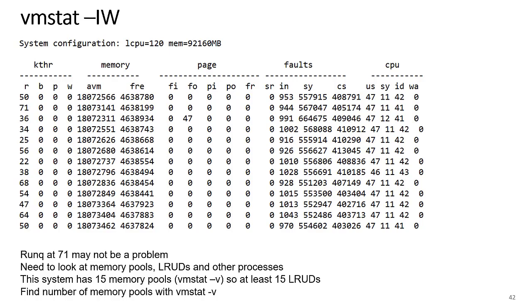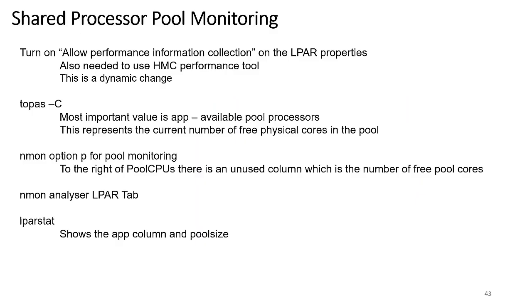If you want to monitor the shared processor pool, then there's a flag on the HMC which you can change dynamically, and it's called Allow Performance Information Collection. So you need to go into the HMC, and on every LPAR, click on Properties, go down to Advanced, and check the box to allow that. If you don't do that, then topas -C or the nmon option p, which monitor the pool, can't provide you with proper pool monitoring.